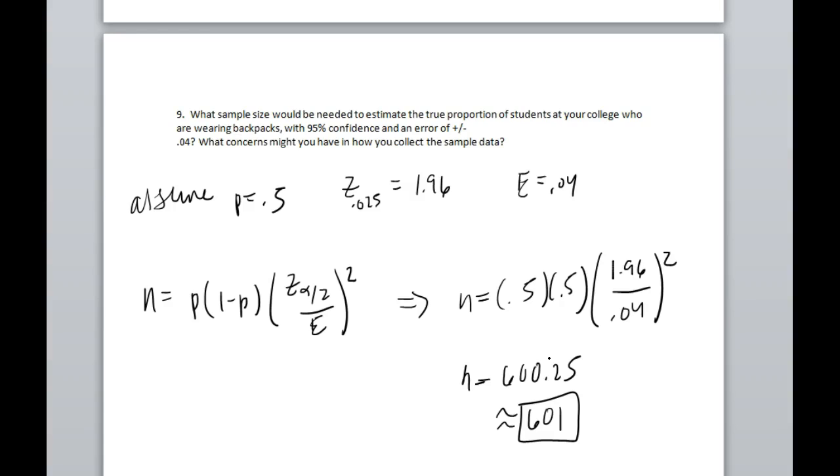I'm not really sure why that question was posed in this problem. It's more of a logical question. It's more about sampling, random sampling, that type of stuff. But, you know, we'll answer it nonetheless.